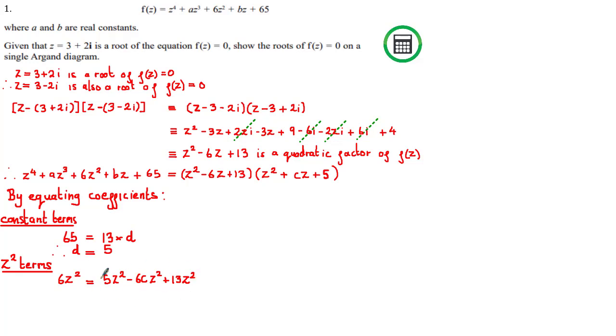And if we simplify the right hand side, we'll get that 6z^2 is equal to 18z^2 - 6cz^2. And equating the coefficients, we get that 6 is equal to 18 - 6c. Subtracting 6 from both sides and adding 6c to both sides, we get that 6c is equal to 12.